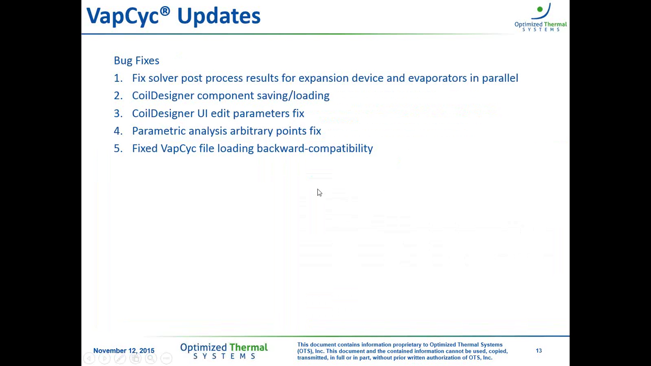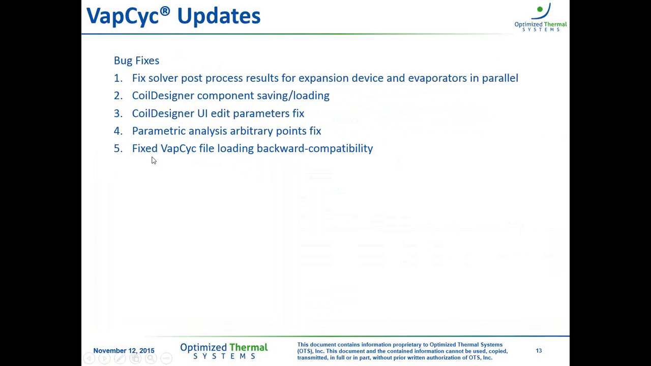And then there were also a number of bug fixes that were reported for VapCyc. These are issues that users had found and we had fixed. So there were some solver post-processing results. There was some issue when you have evaporators and expansion devices in parallel that was reported and has been fixed. The saving and loading of CoilDesigner files from the interface is corrected, as well as the CoilDesigner user interface when you edit parameters. There were some issues there that had been fixed. When running a parametric analysis and inputting information in terms of arbitrary points, as if you were going to paste your points in from Excel rather than using the parametric analysis interface, there were some issues with importing those, and that's been fixed.